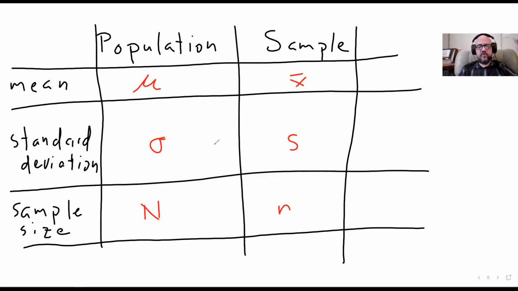And then we've got the different symbols for them. For means, we've got mu and x bar. Standard deviations, we've got sigma and s. Population or sample size, we've got capital N, little n for population and sample. And you're going to want to remember these. We're going to use these all semester long. Make sure you know them.